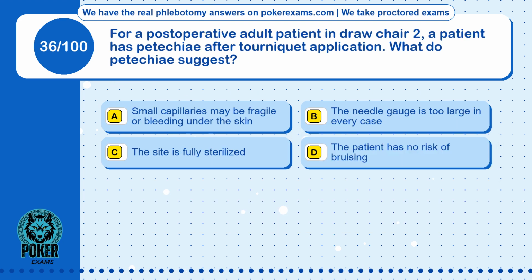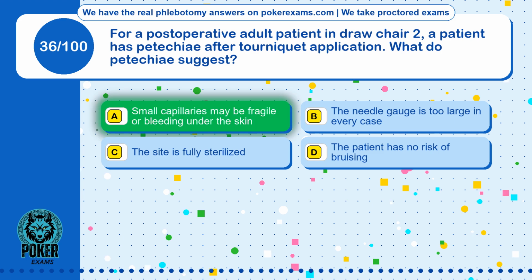Question 36. For a postoperative adult patient in draw chair 2, a patient has petechiae after tourniquet application. What do petechiae suggest? Option A. Small capillaries may be fragile or bleeding under the skin. Option B. The needle gauge is too large in every case. Option C. The site is fully sterilized. Option D. The patient has no risk of bruising.